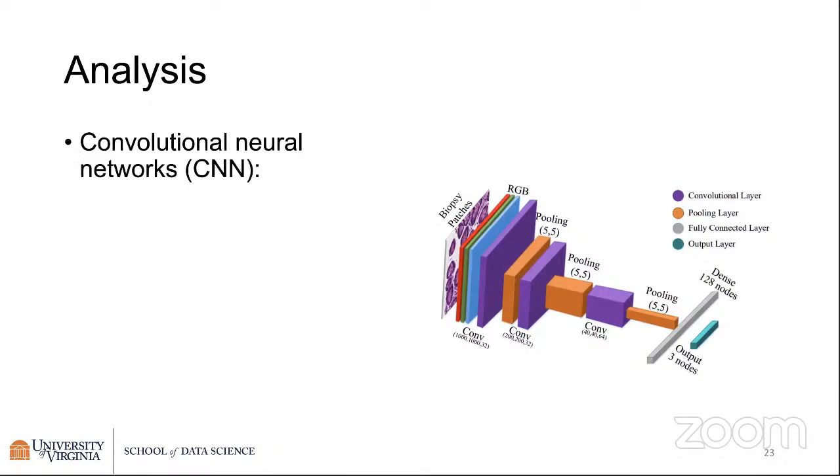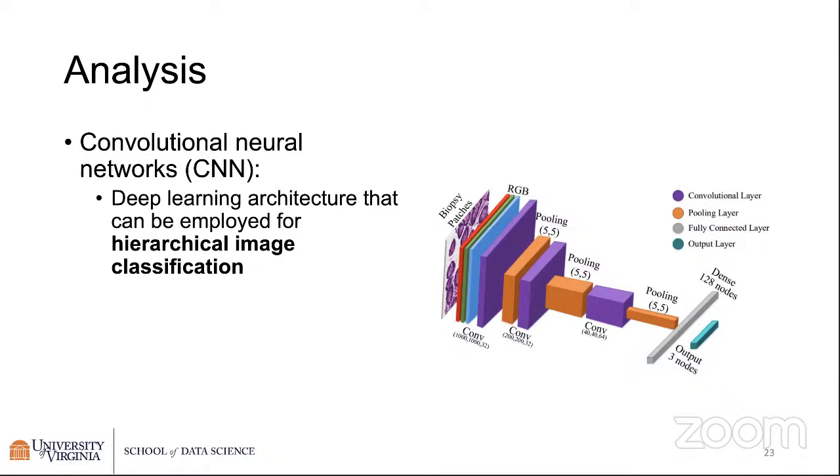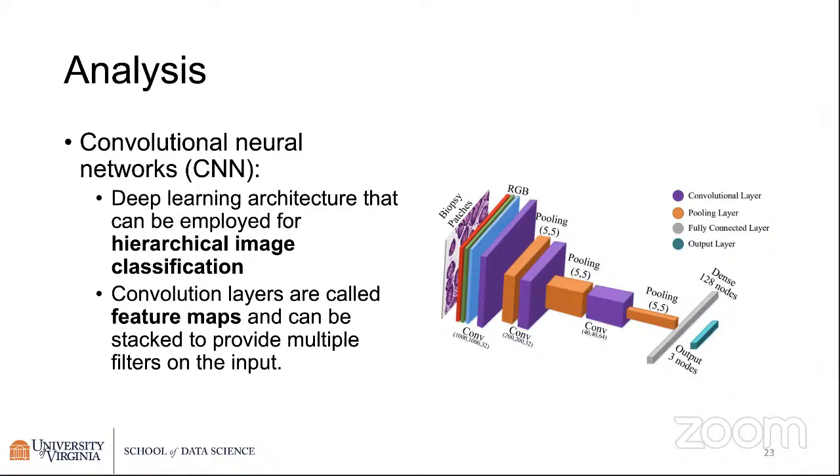The analytics that we use are convolutional neural nets, and I've got a picture there. I'm not going to go into the details; this isn't the talk to go into the details of convolutional neural nets, but that's what we do. These are the latest techniques for going after these kinds of images. These are what's called a deep learning architecture, and we can employ it for this hierarchical image classification problem. These layers are called feature maps. We can stack them together. We can do all sorts of cool things in order to go after this. And the output then is actually a probability of classification into one of these disease categories.